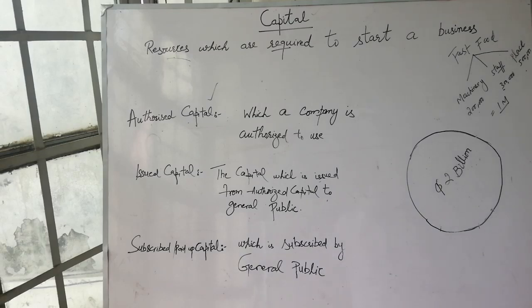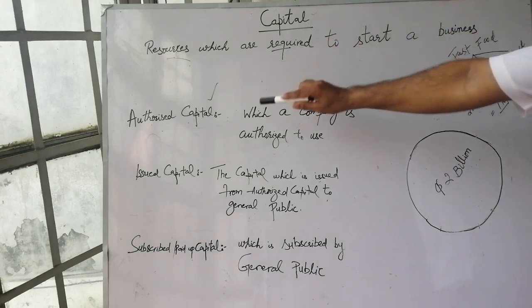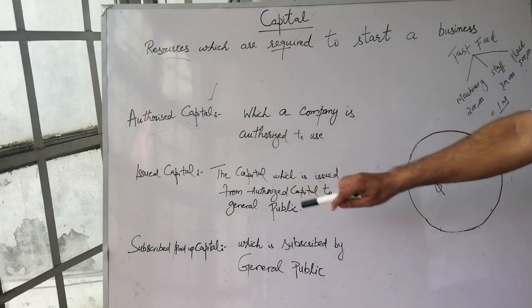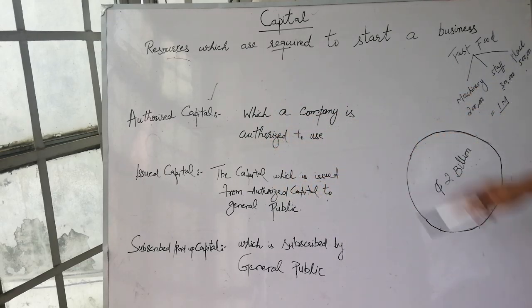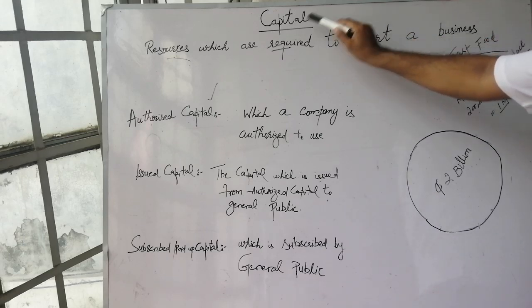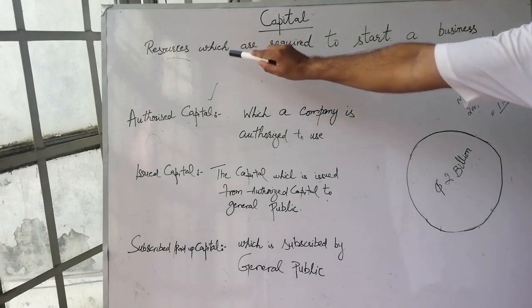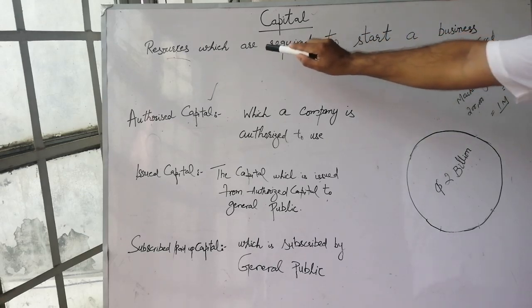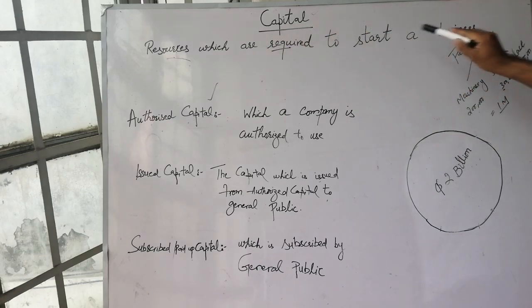I am Salman Zulfkar. Today we will discuss what is capital, what is authorized capital, issued capital and subscribed or paid up capital. So let's start our lecture with the definition of the capital. Capital is resources which are required to start a business. The resources which are required to start a business is called capital.